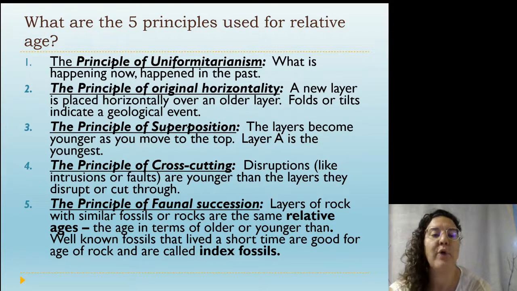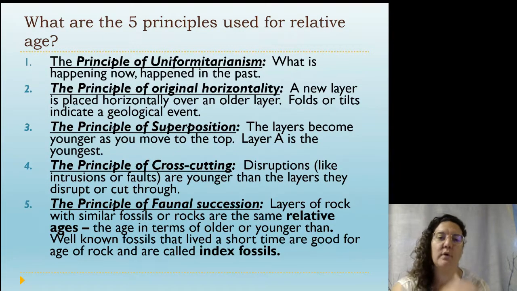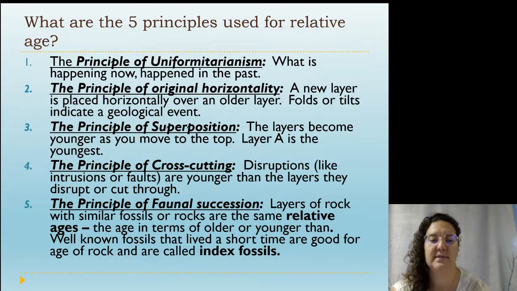When we're looking at relative age of artifacts, there are five main principles. One is the principle of uniformitarianism. So, what happens now happened in the past. So, we're going to say that in the past, layers of sedimentary rock were also deposited in order. The principle of original horizontality. So, a new layer is placed horizontally over an old layer. If there's any folds or tilts in those sedimentary rock, this is going to indicate a geological event.